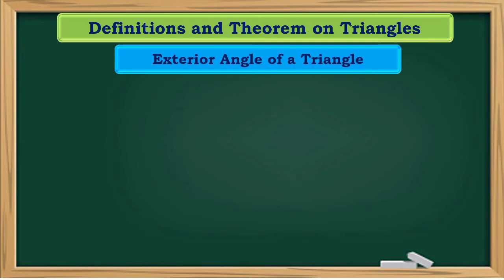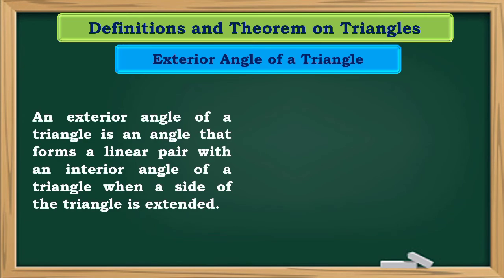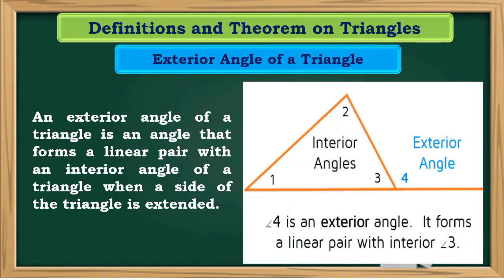Exterior angle of a triangle. An exterior angle of a triangle is an angle that forms a linear pair with an interior angle of a triangle when a side of the triangle is extended. So let's take this figure. We have interior angles which are angle 1, angle 2, and angle 3. This triangle is extended and it forms an exterior angle which is angle 4. Angle 4, as an exterior angle, forms a linear pair with the interior angle, angle 3.